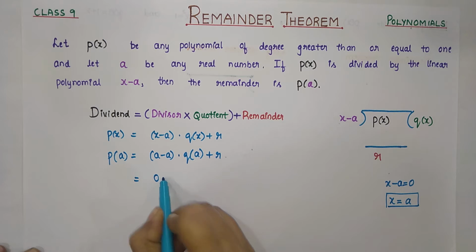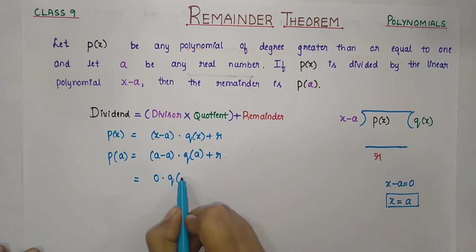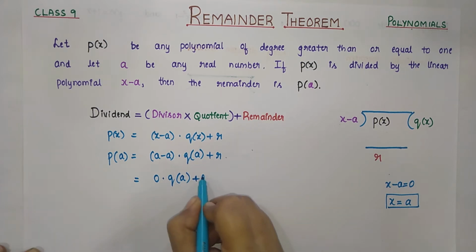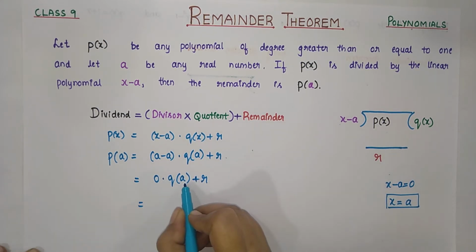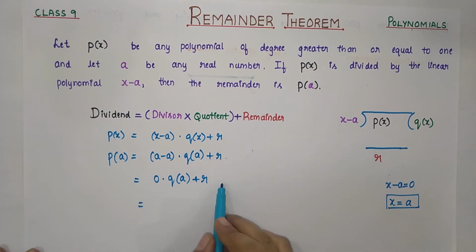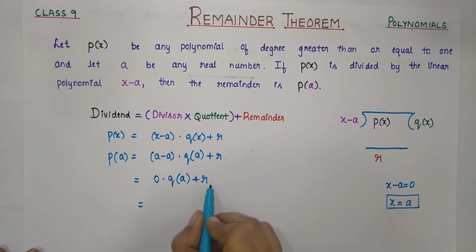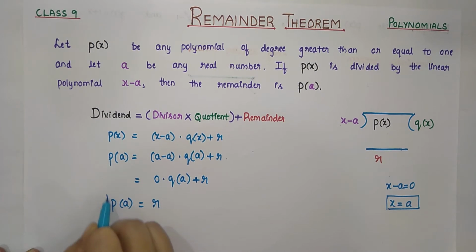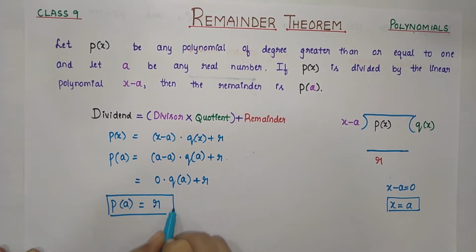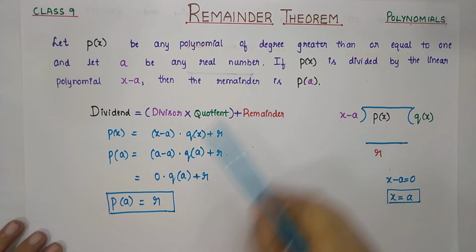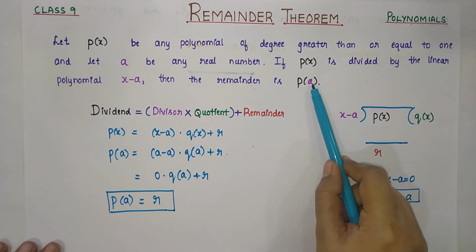A minus a is 0, into q of a. 0 into any value is 0, plus the remainder. So 0 into q of a is 0 plus r, so only the remaining value is r. Therefore we got p of a equal to r. That is nothing but the remainder theorem. That is, remainder is equal to p of a.